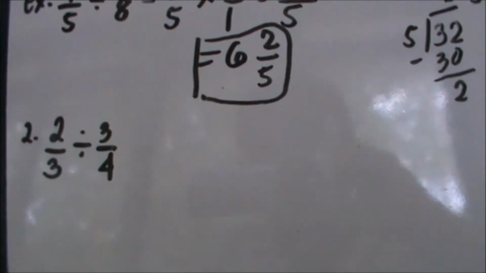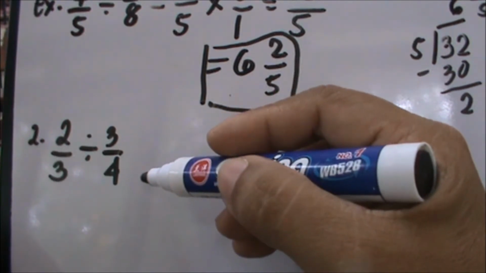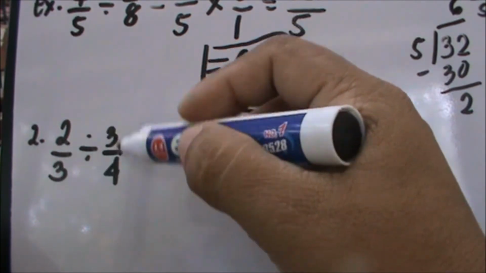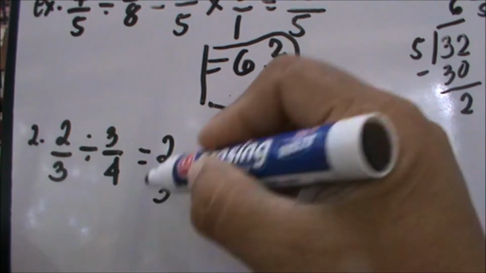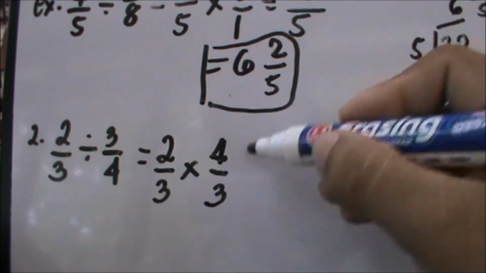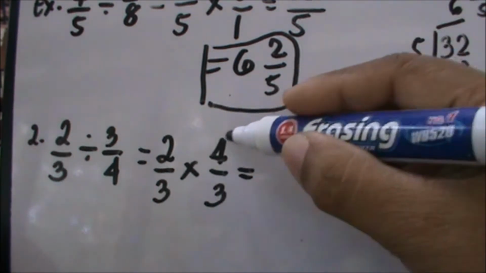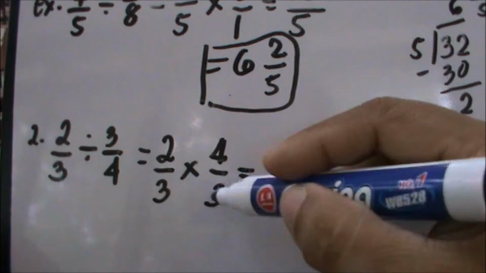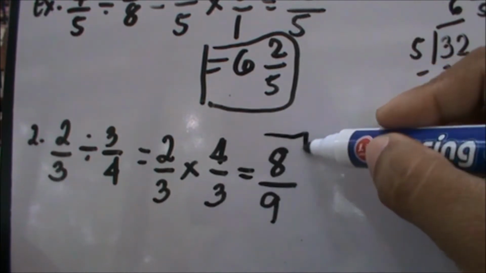Another example, we have here 2/3 divided by 3/4. So we need to change the divisor into its reciprocal. So 2/3 times 4/3. Then we proceed to multiplication of the numerators. So 4 times 2 is 8. And then multiplication of the denominators, 3 times 3 is 9. So our answer is 8/9.